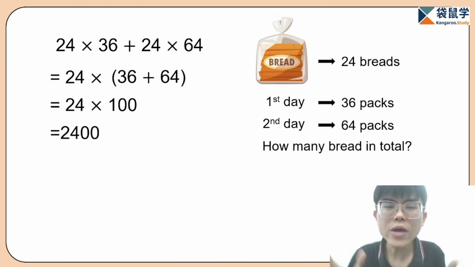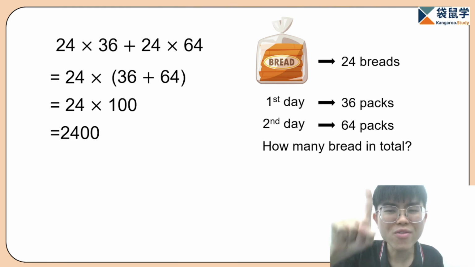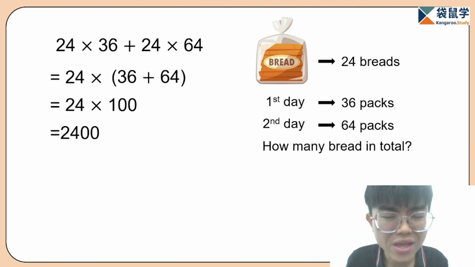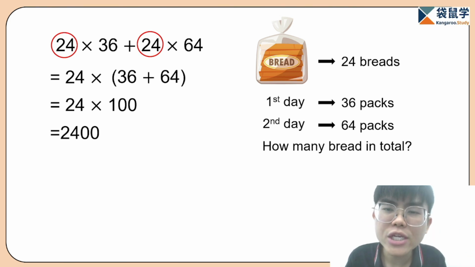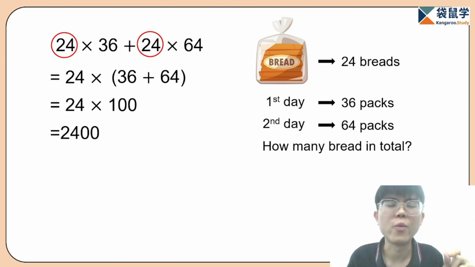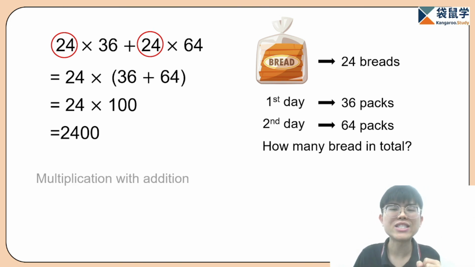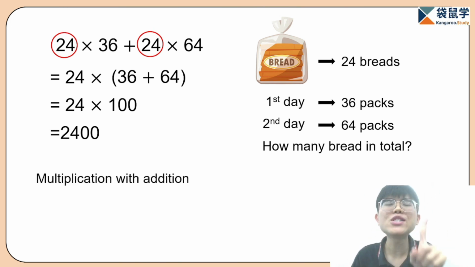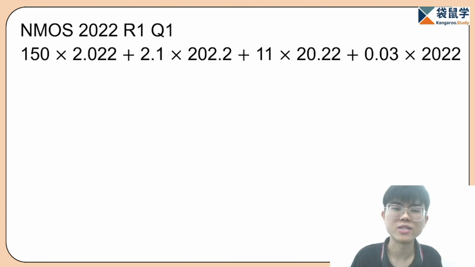So everyone, you can see that in this example, we changed from two multiplications into one very simple multiplication. What we need to focus on is this 24 here. You can see that in both of these multiplications, there is a 24. We actually call this the common factor. So when we have multiplication with addition, we can try to extract the common factor to make our calculation easier. So now, let's go back to our question.